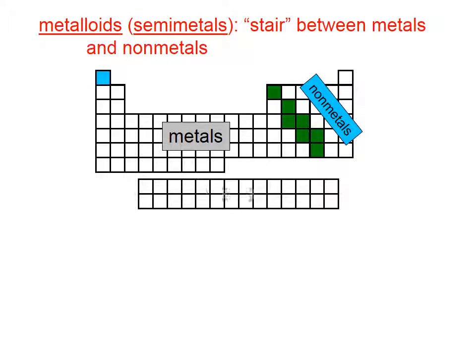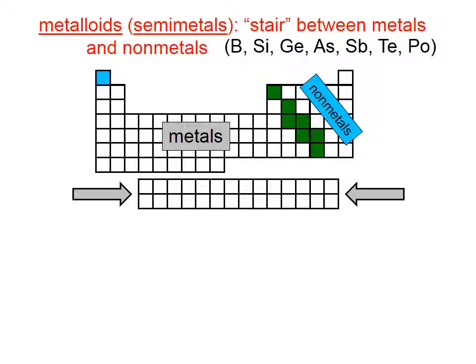The elements at the bottom, which we sometimes call the F block, or the lanthanides or actinides, which we'll get into later, those are also metals. So you can see just at a glance that the vast majority of elements are metals.